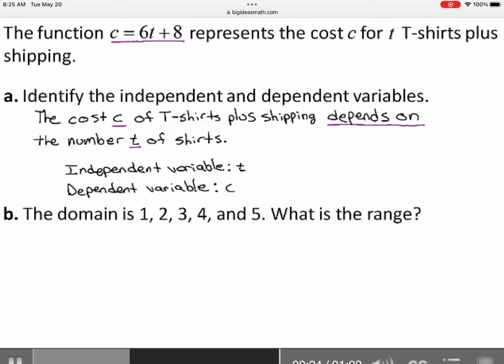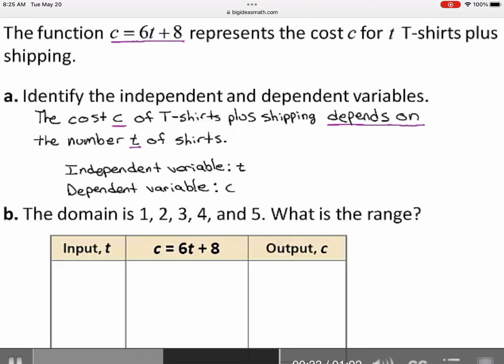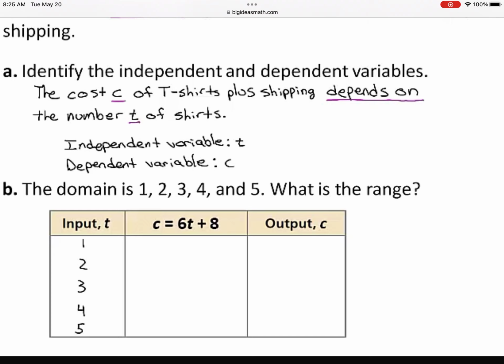Part B. The domain is 1, 2, 3, 4, and 5. What is the range? To find the range, you want to make an input-output table. The input values are 1, 2, 3, 4, and 5.